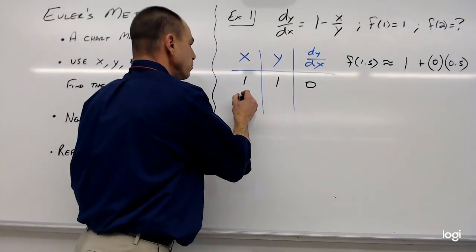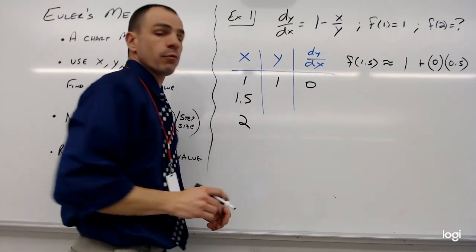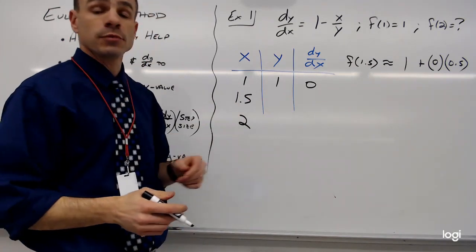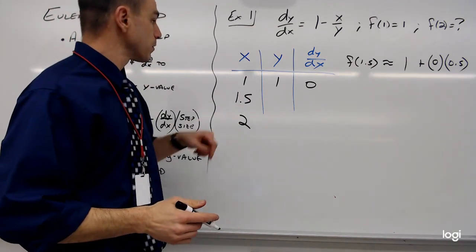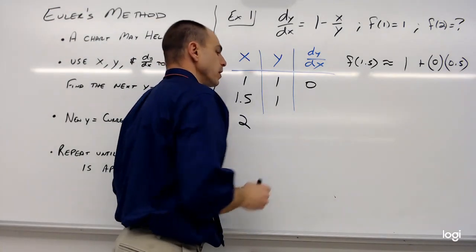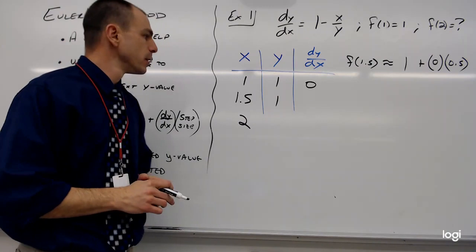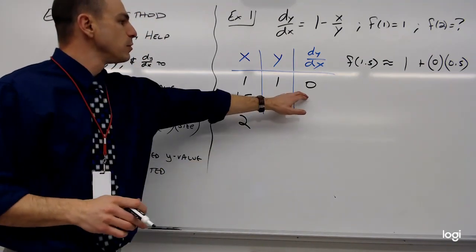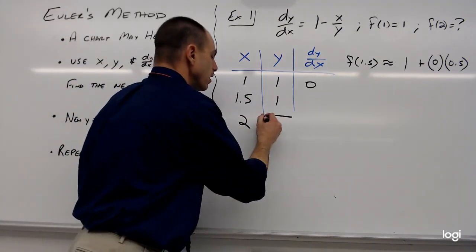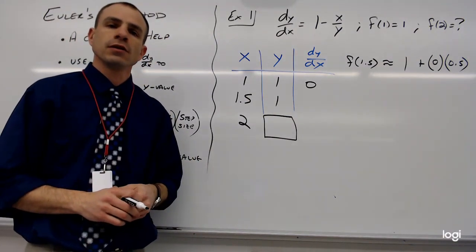So in our new step, because our goal is to get to 2, we have to go one step at a time, and each step size is a half. So when x is 1.5, the y value is approximately 1. We know it's not exactly, but it's close, according to Euler's method. Now we need a new dy/dx to help us find our final answer. What is the function's value at x equals 2?